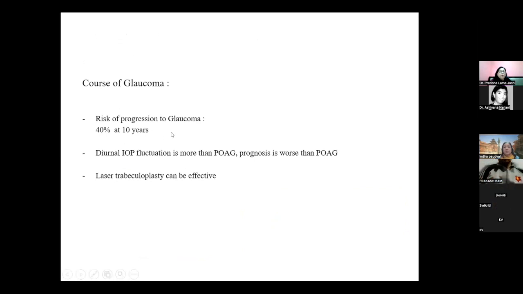Risk of glaucoma progression in pseudoexfoliation is 40% at 10 years. The diurnal fluctuation of the intraocular pressure is more than that of primary open-angle glaucoma, and laser trabeculoplasty can be effective in treating this glaucoma.